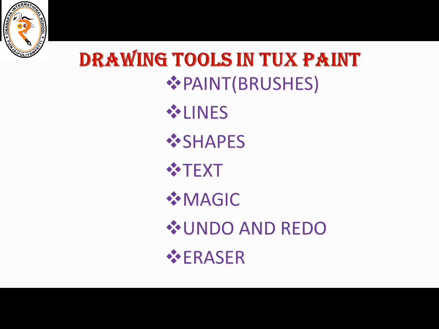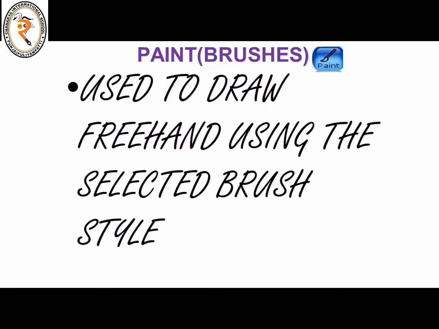Next are the drawing tools in Tux Paint. Let us see the different tools in Tux Paint: paint brushes, lines, shapes, text, magic, undo and redo, and eraser. Everything you would have studied in simple Paint itself, except the magic. Let us see. First is paint brushes, and you can see the icon of the paint brush. It is used to draw freehand using the selected brush style.